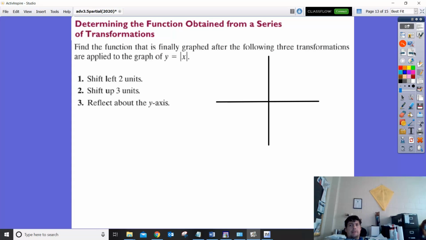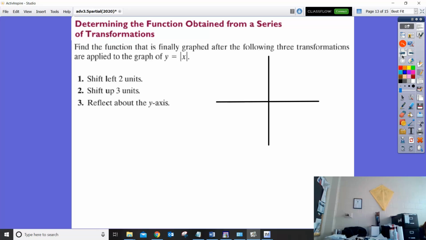All right, last thing in your notes, I think, is this one. Is there another one after it? Nope. Then a really funky looking one. Find the function as finally graphed after the following 3 transformations are applied to the graph of y equals absolute value of x. There's 3 steps here. The grid there is for you to draw as you go if you need to.